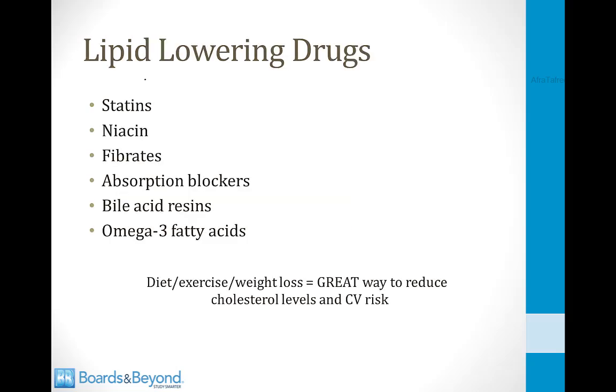For the remainder of this module, I'm going to talk about specific lipid-lowering drugs. I'll talk about all these items listed on the screen here. And then finally, before I get into any of the drugs, I should mention that diet, exercise, and weight loss are a great way to reduce cholesterol and lower cardiovascular risk.